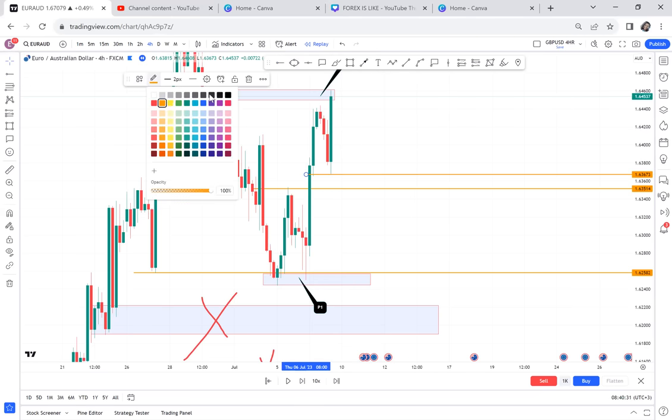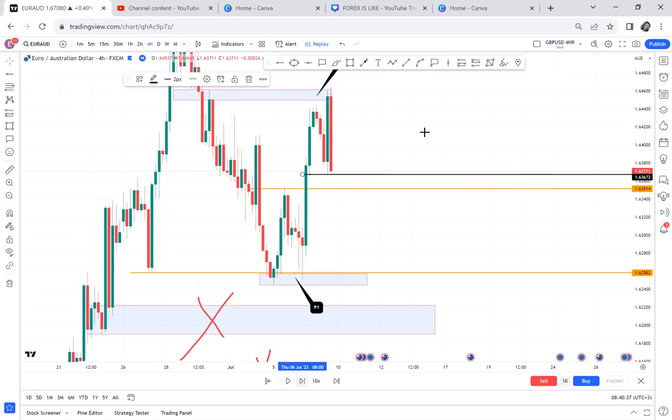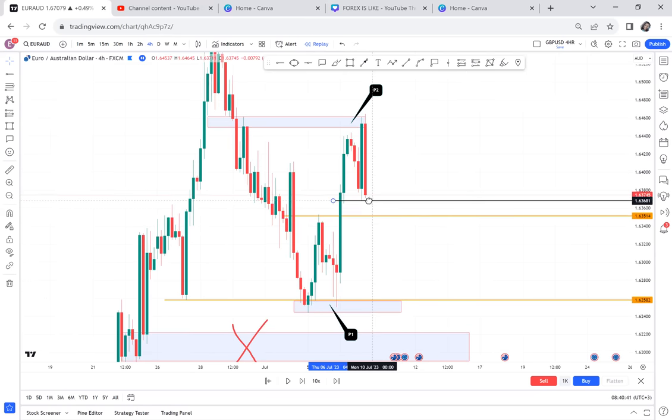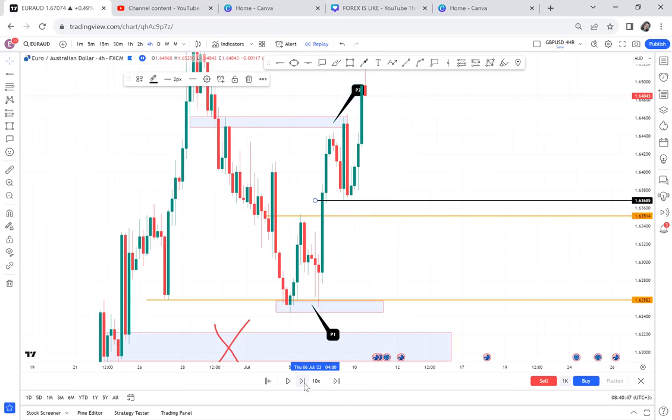So they start looking for sell. They are hoping the market will break here, but it is not breaking. So they continue hoping the market will break.